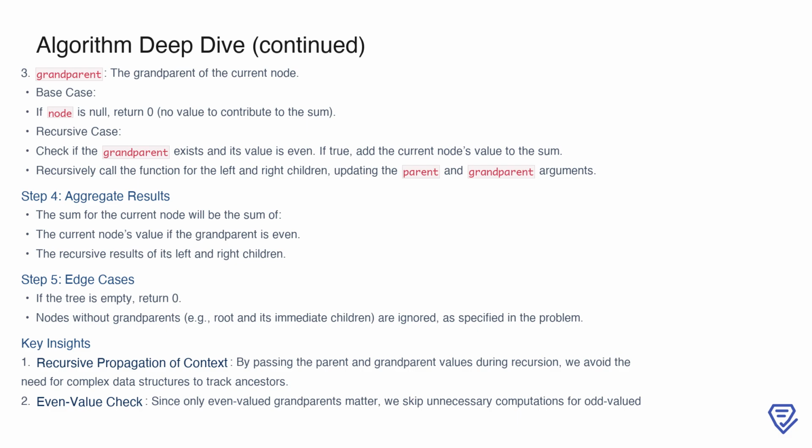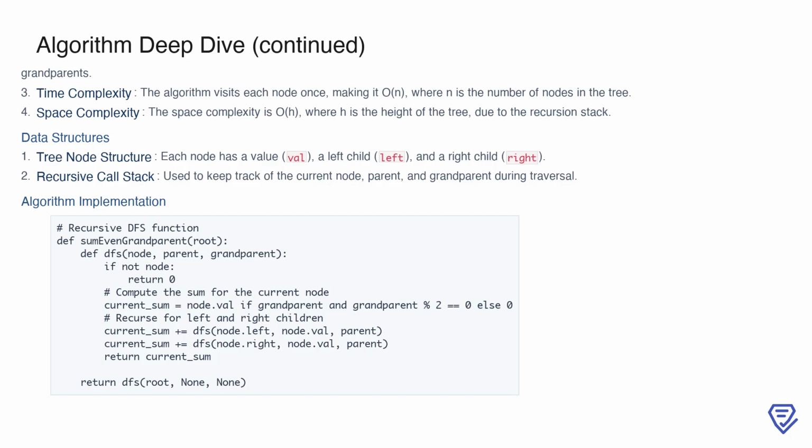meets the condition. By passing the parent and grandparent values recursively, we keep the implementation simple and avoid the need for additional data structures to track ancestors. This efficient propagation of context allows us to focus only on nodes with even-valued grandparents, skipping unnecessary computations for odd-valued ones. The algorithm has a time complexity of O(n), where n is the total number of nodes in the tree, since each node is visited exactly once.